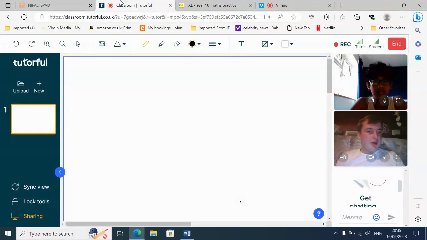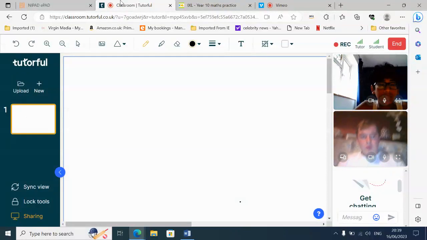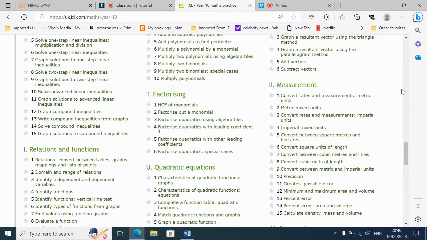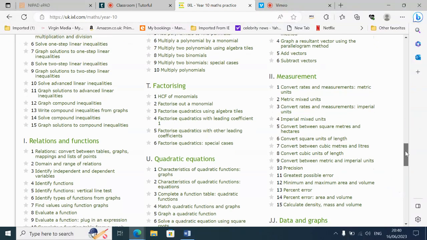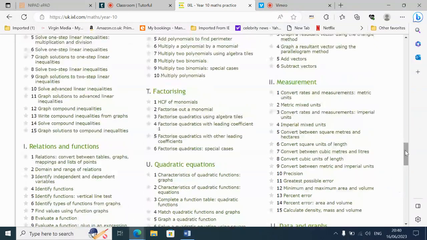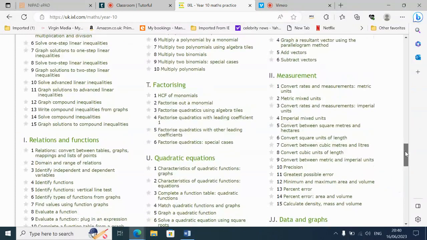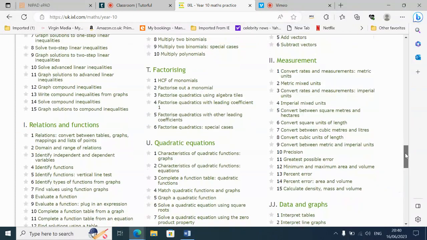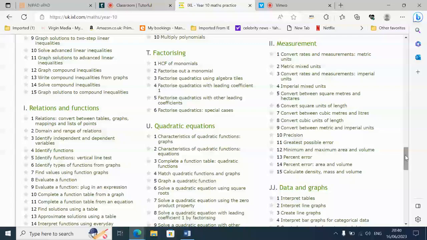Are you looking on the WhatsApp? Did you say there was a WhatsApp or something? No, it's an app called Weduck. It's a school website. Okay. So if you could just quickly check, we can do the factorizing on Monday. Factorizing quadratics.